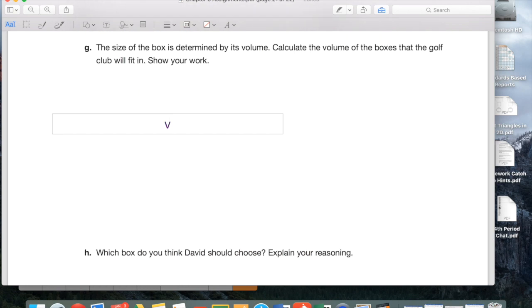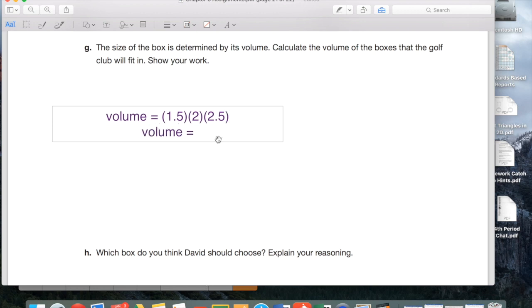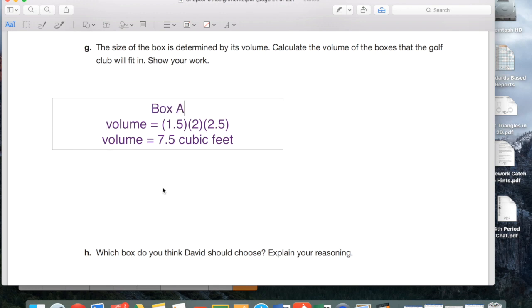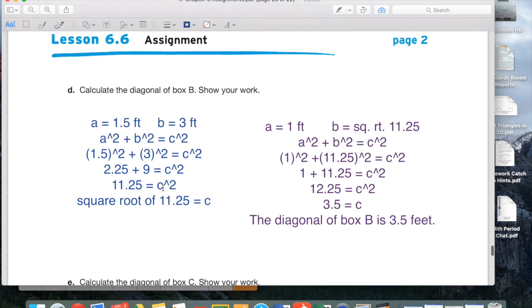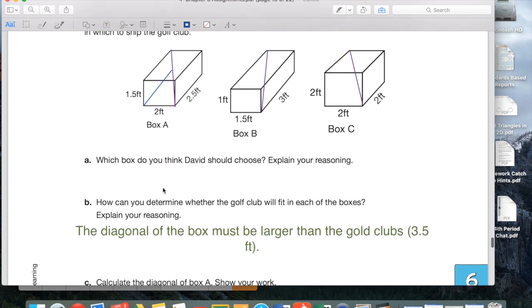So volume equals and box B is 1, 1.5, and 3.